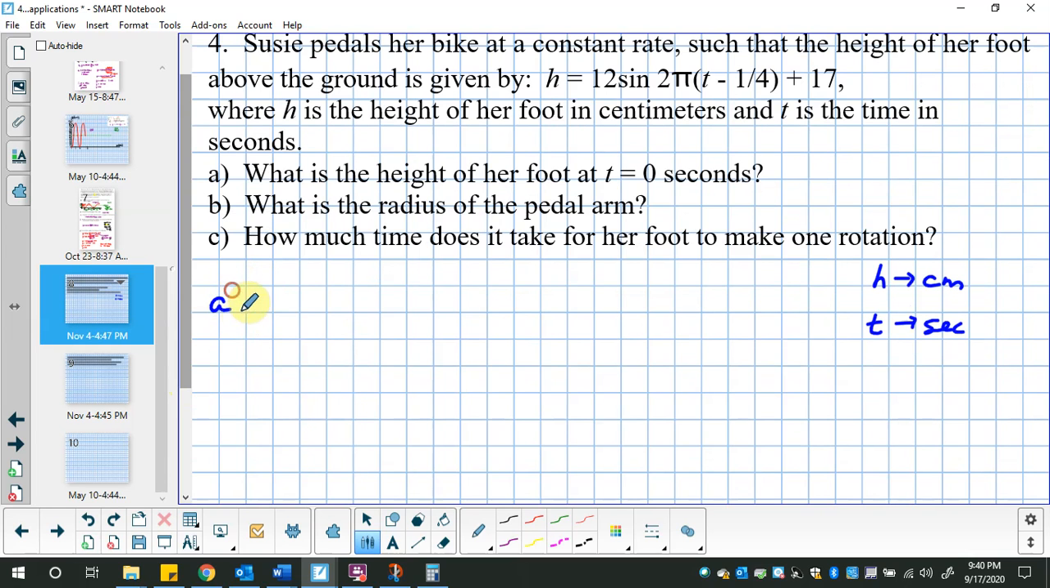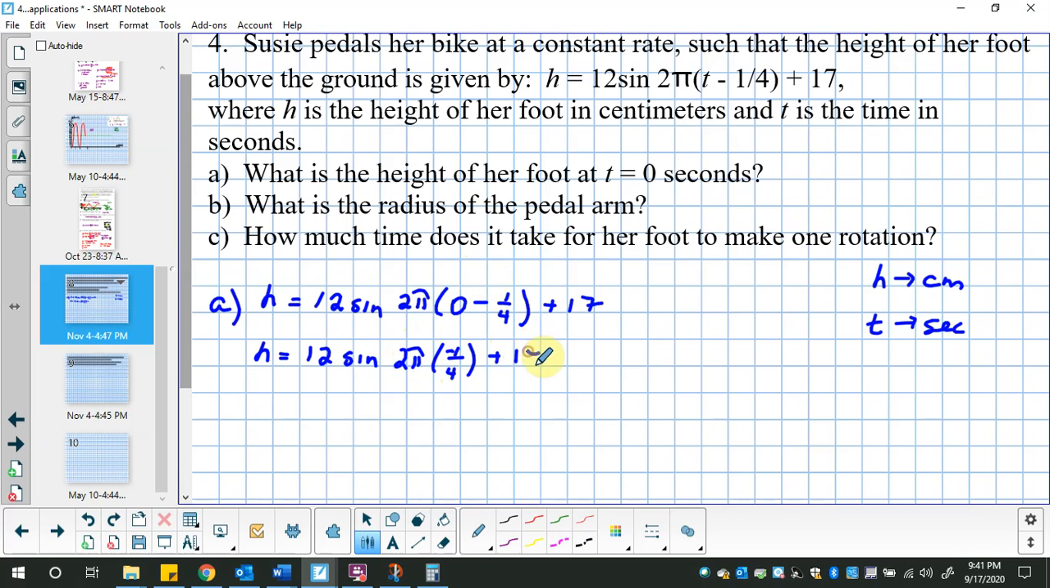So that means I'm giving you the t value, and I can put 0 right in there. So this is quite a lot like part of the last question, the prediction part. So remember, this is in radians. So we have 2 pi times negative a quarter. And 2 times a quarter is a half.